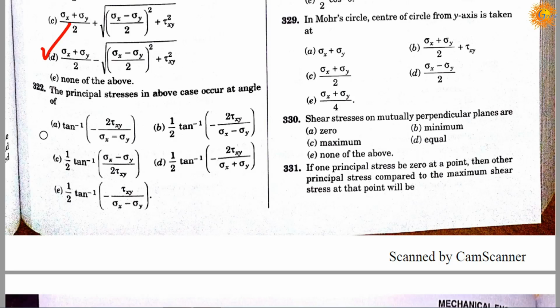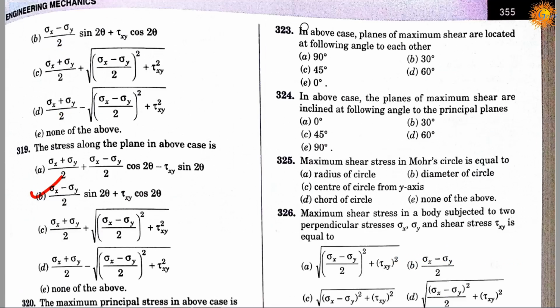So here the correct answer is A. It will be tan inverse in the small bracket minus 2 tau xy divided by sigma x minus sigma y. Question number 323. In above case, planes of maximum shear are located at following angle to each other. Option A is 90 degree, option B is 30 degree, option C is 45 degree, option D is 60 degree, and option E is 0 degree. Correct answer is A. It will be 90 degree.